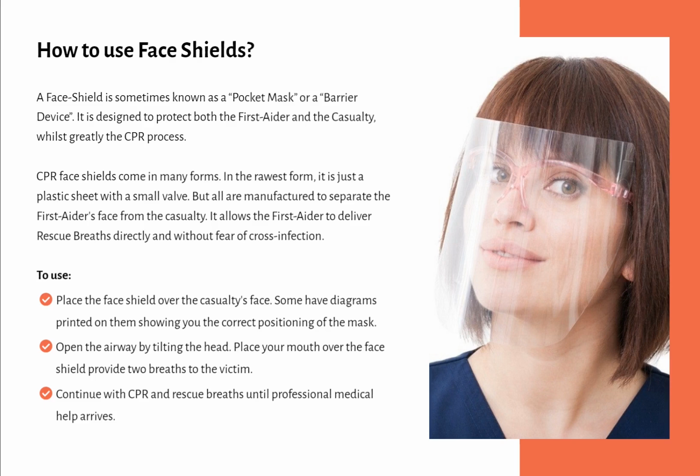To use, place the face shield over the casualty's face. Some have diagrams printed on them showing you the correct positioning of the mask. Open the airway by tilting the head. Place your mouth over the face shield, providing 2 breaths to the victim. Continue with CPR and rescue breaths until professional medical help arrives.